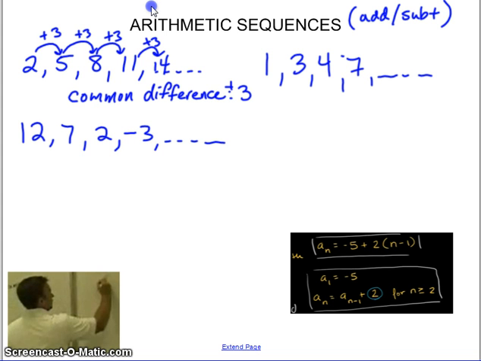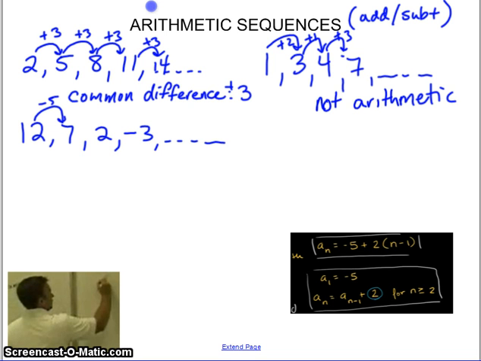With our next example, we go plus 2, then plus 1, then plus 7, and already you can tell that it's not arithmetic because there is no common difference. We're not adding the same amount each time. It would help if I spelled arithmetic right, so you can see it on the paper. The last one is minus 5, minus 5, minus 5, so the common difference is minus 5.